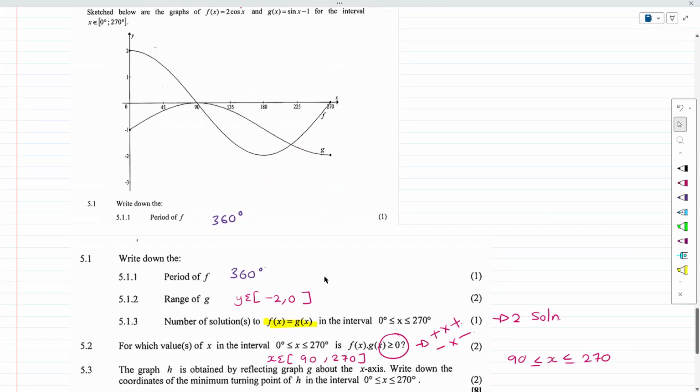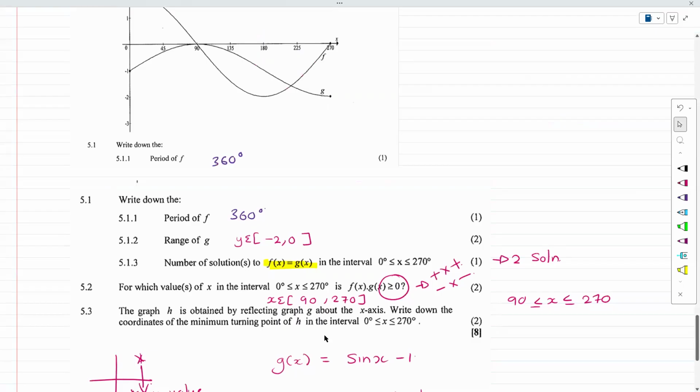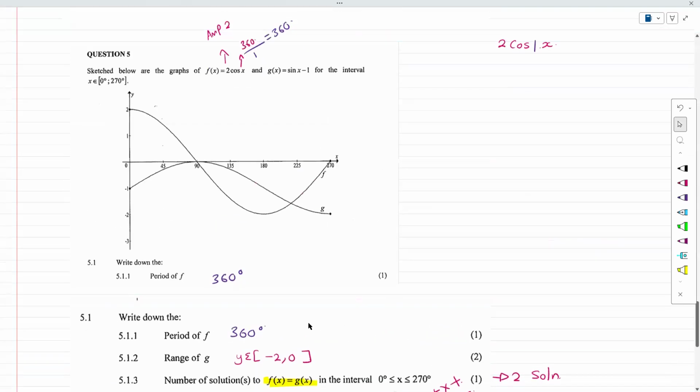Because they said they want the minimum turning point. Right? So pay attention, guys. This is the G graph. At the moment, this is the maximum turning point, and that is the minimum. This is the minimum, and that is the maximum. If we reflect the graph, it's going to swap around. This is going to end up being the minimum, and that's going to end up being the maximum. And that's what happens when we swap.